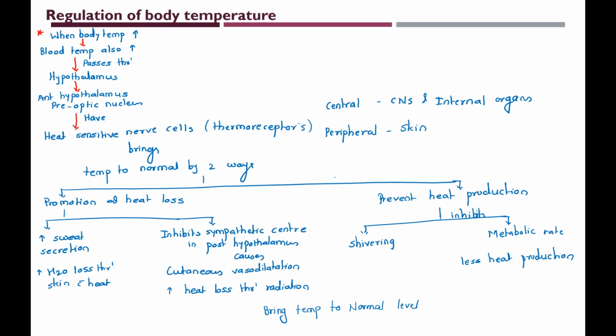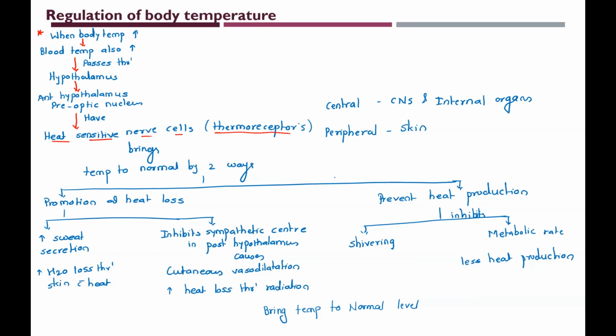And this nucleus is stimulated because on the preoptic nucleus of the anterior hypothalamus, we have heat sensitive nerve cells. Those are called thermoreceptors. See, this is very physiological. When the body temperature increases, blood temperature increases, and such blood goes to the hypothalamus, where we have the thermoreceptors. What are thermoreceptors? These are heat sensitive receptors. So when the blood temperature increases, they can easily sense it.